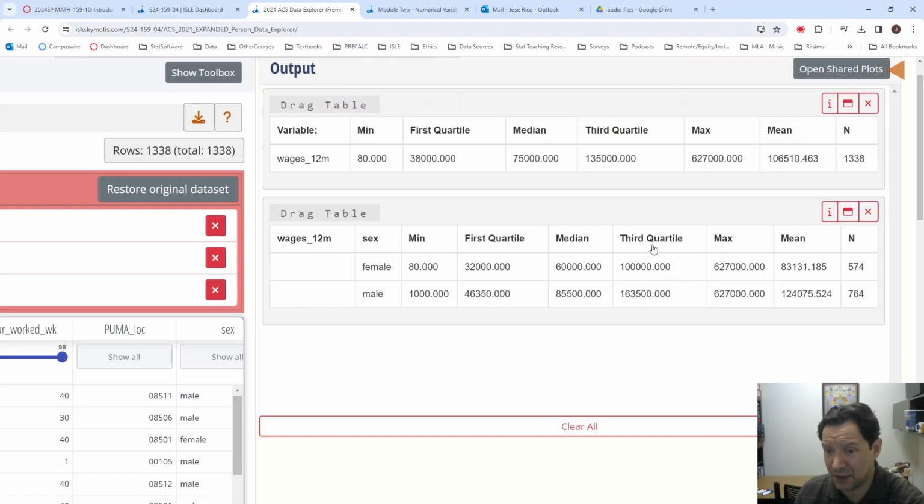The largest difference is the third quartile, meaning that we have 25% of the men that are making more than 163,000, while only 25% of the females are making more than 100,000. So pretty big discrepancies. All right.